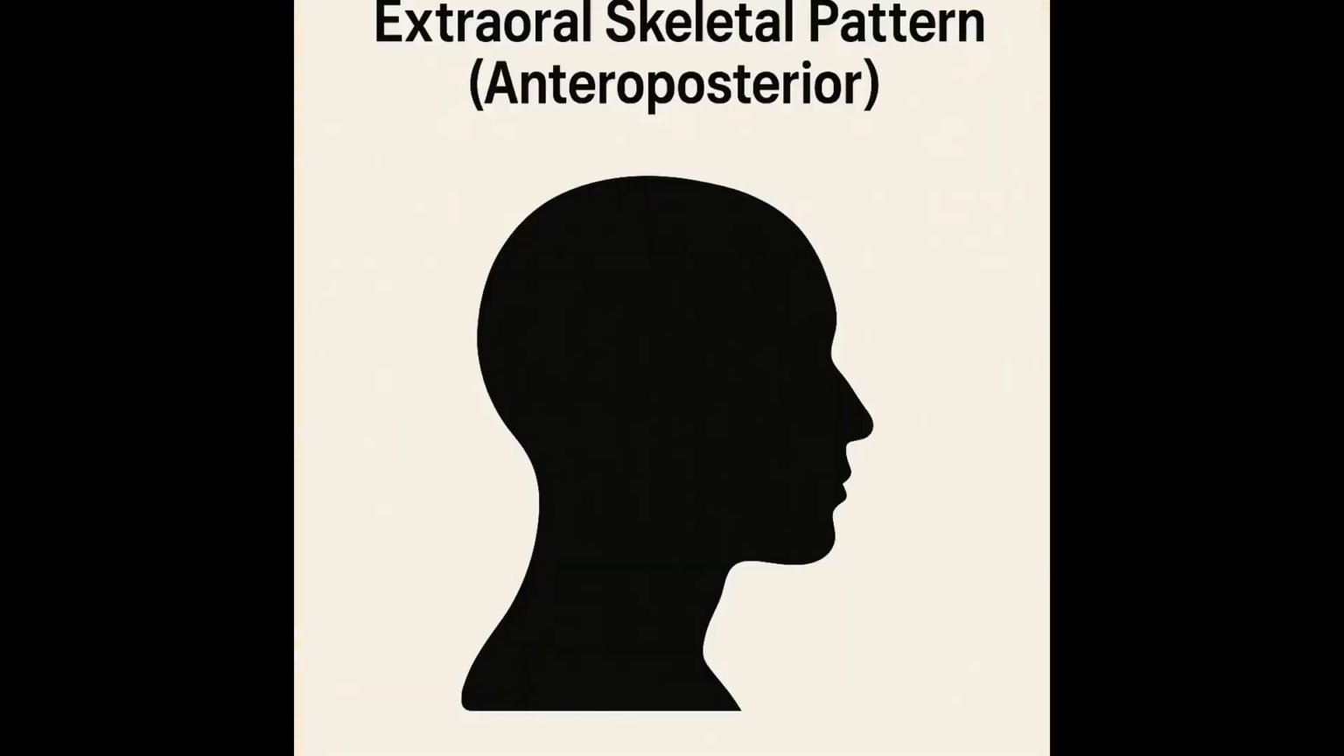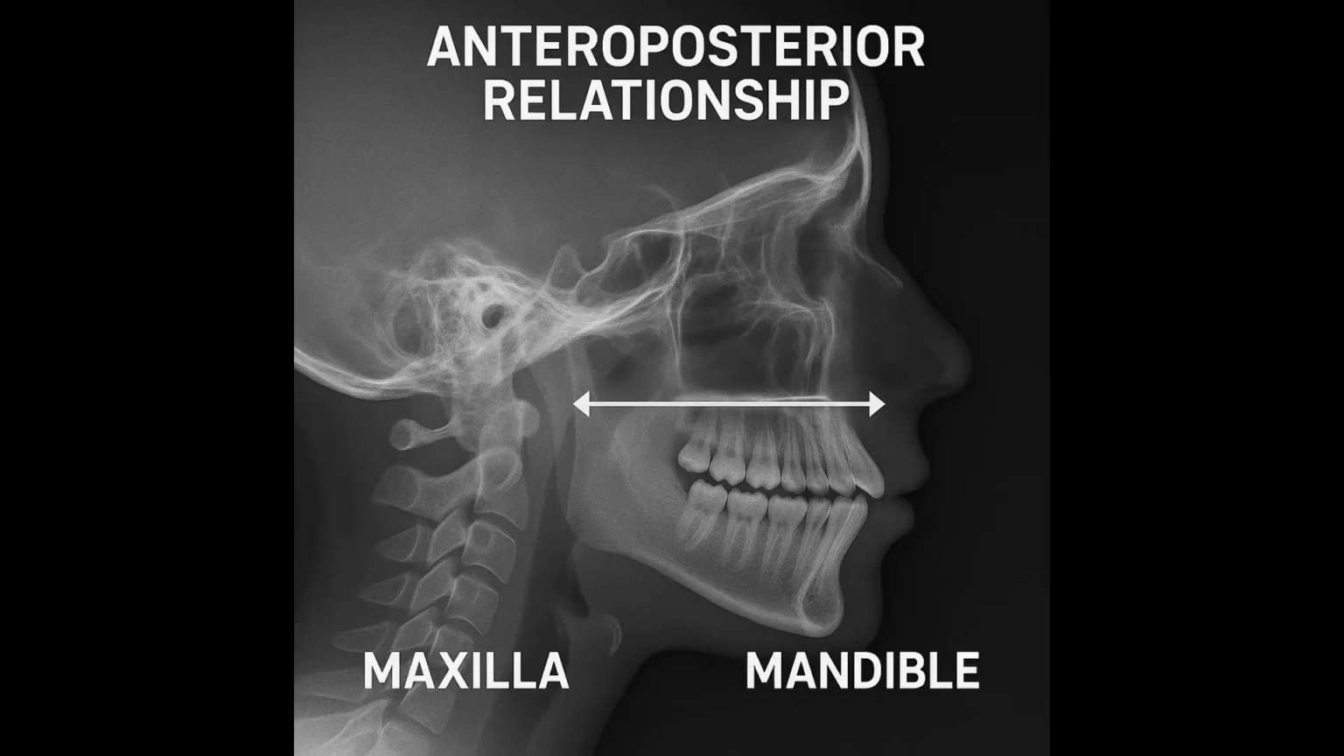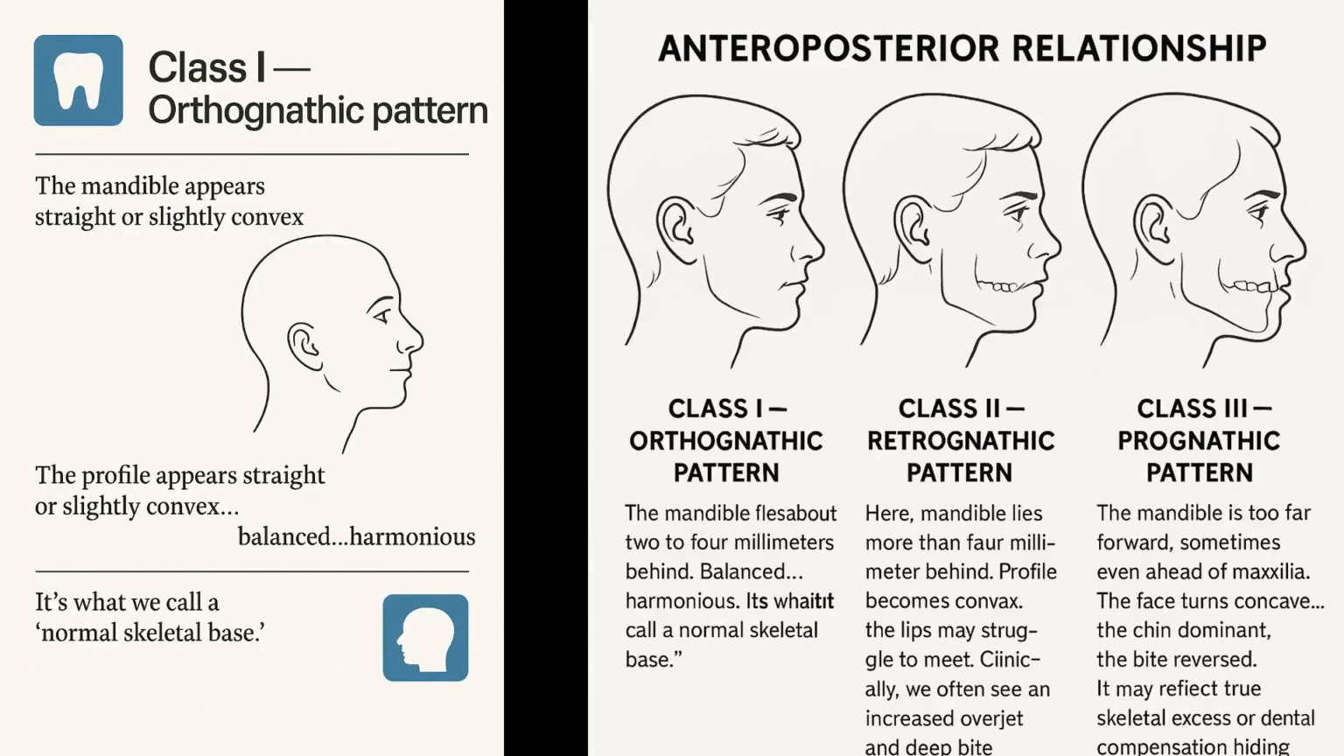Extraoral skeletal pattern, anteroposterior. Let's begin with the anteroposterior relationship, the front-to-back balance between maxilla and mandible. Class 1. Orthognathic pattern. The mandible lies about 2 to 4 millimeters behind the maxilla. The profile appears straight or slightly convex, balanced, harmonious. It's what we call a normal skeletal base.